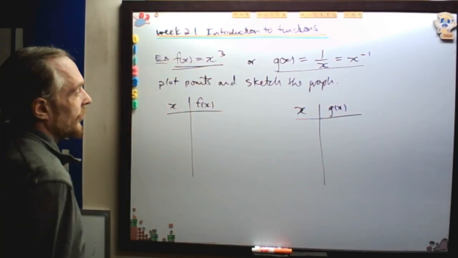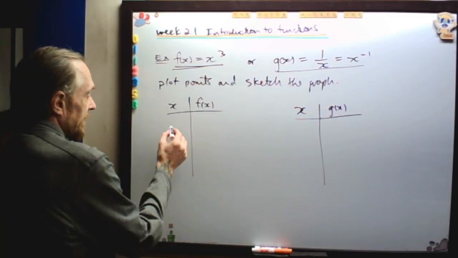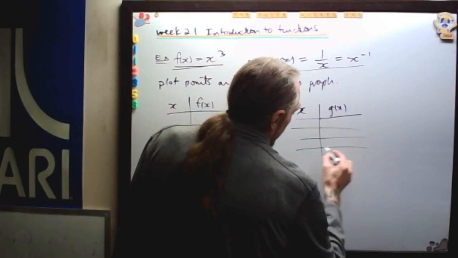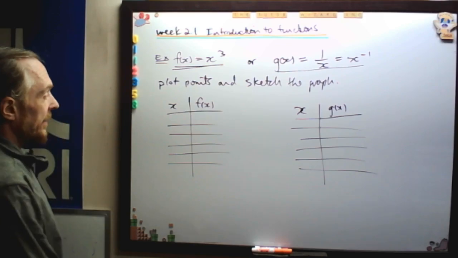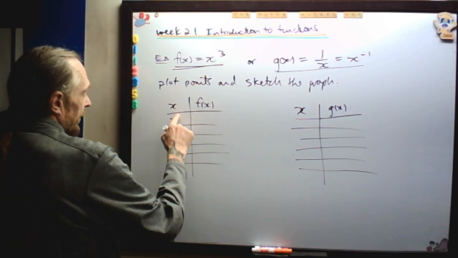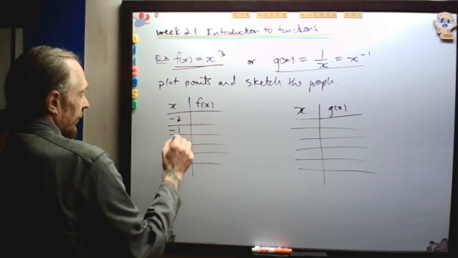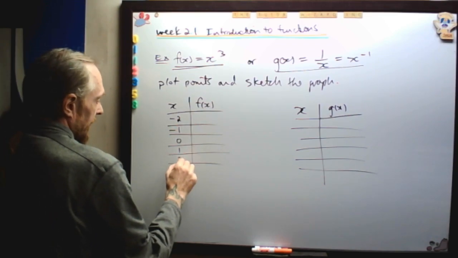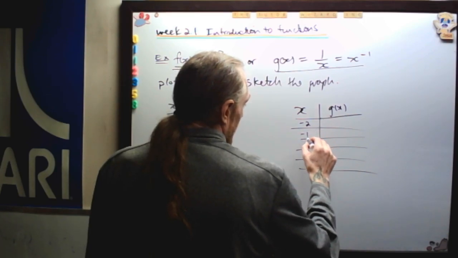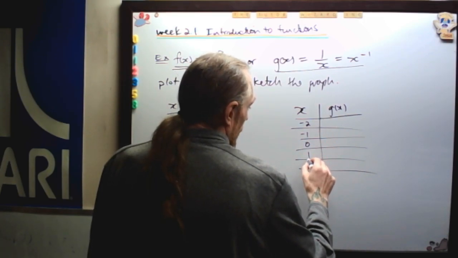We can plot them on the same one or on different ones. But what we're going to start seeing is you can just pick a bunch of different values. So let's go -2, -1, 0, 1, 2. Same thing here. We could do -2, -1, 0, 1, 2.